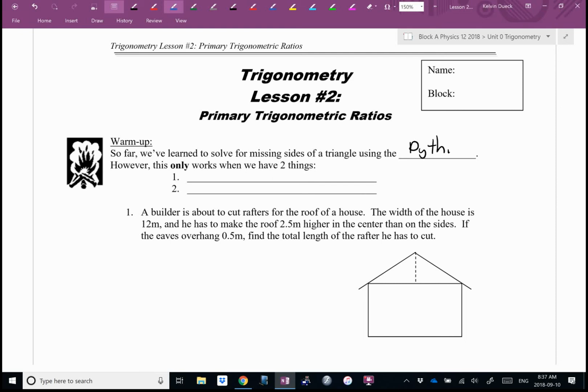But usually this only works when we have two things. We need the hypotenuse and you need one leg, or you need two legs. You need two sides. So hypotenuse and a leg, or one leg and one leg.